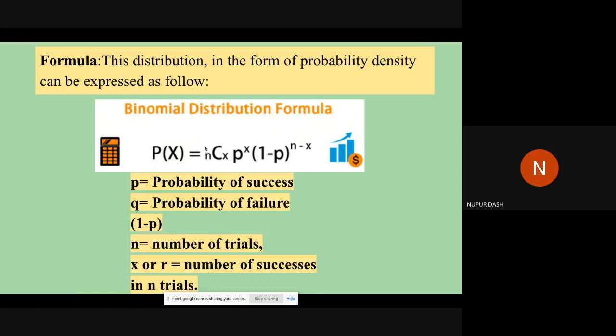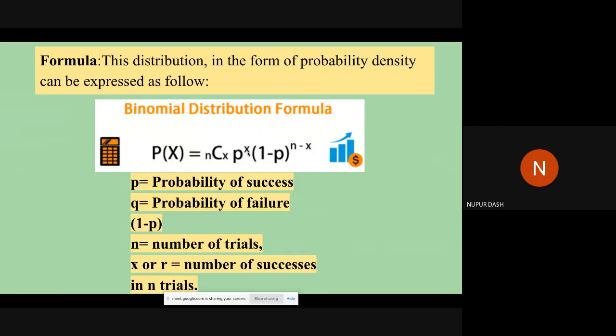Okay. Now, what is this C? It is combination. I think you have studied about permutations and combinations. So this C is combination. And what is x? x is the number of successes in n trials. Means, if we have taken the example of tossing a coin 4 times, the number of trials would be 4. And how many times you are getting the success, that is x. Okay, you can also write r.